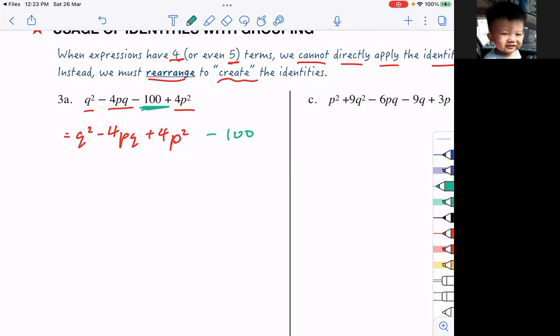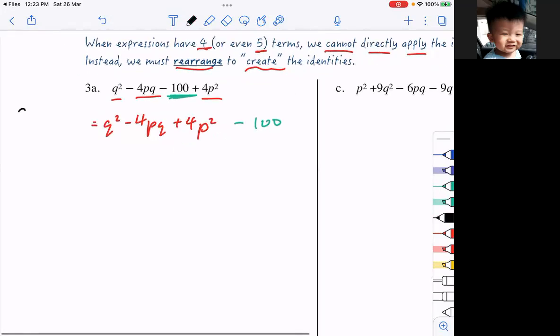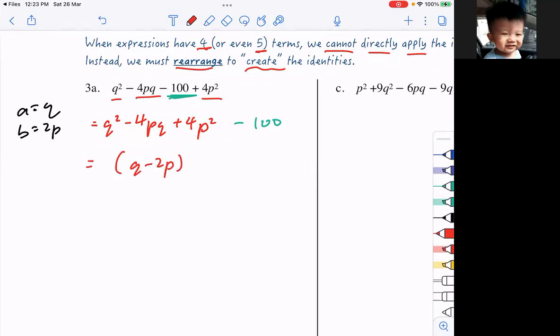A squared minus 2ab plus b squared. If you're pro already, you can know that your a equals q, your b equals 2p, and you're using the second formula. So the red guys, actually, if you are lazy, you can write it like that. The minus 100 is still there. If I change the 10 squared, let's see it.